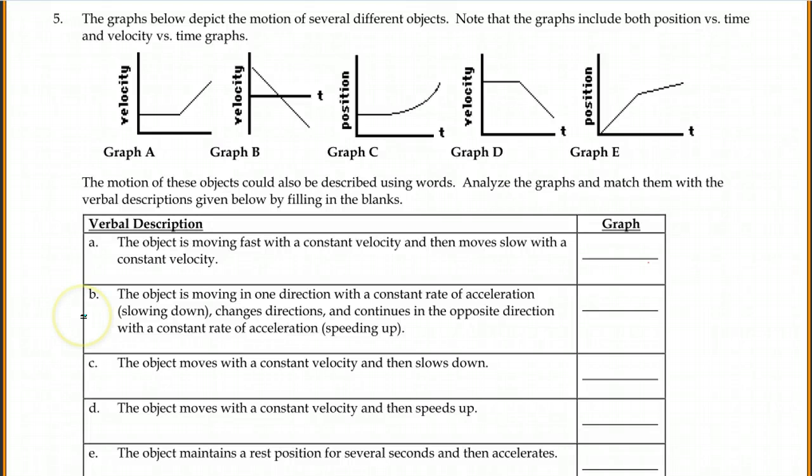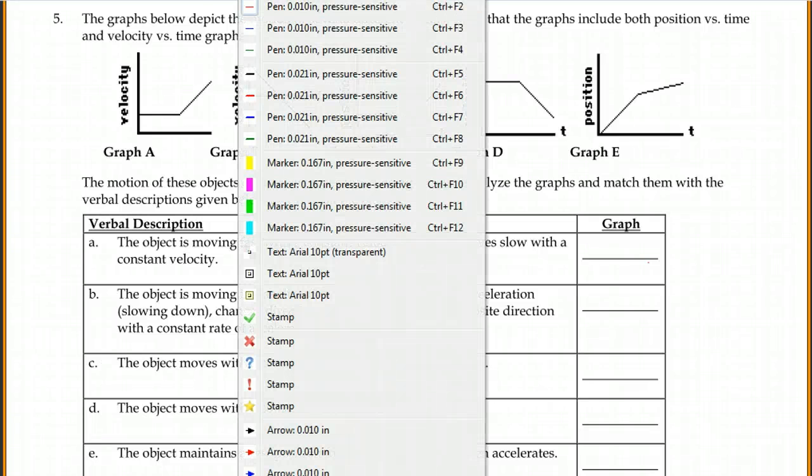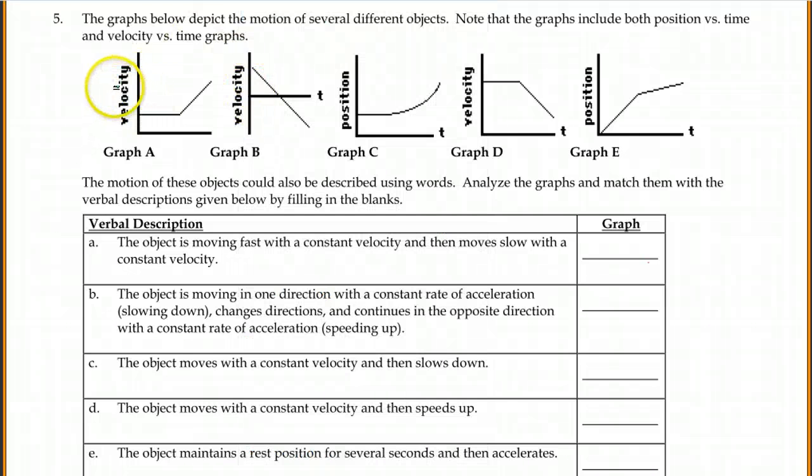Okay, in this section we're going to try to figure out, we have 5 verbal descriptions where we're going to try to match the graphs above with each verbal description. And I think the best way to attack that is to look at each graph and get some kind of sense of what it tells you. Now this is a velocity versus time graph. All of these are versus time.